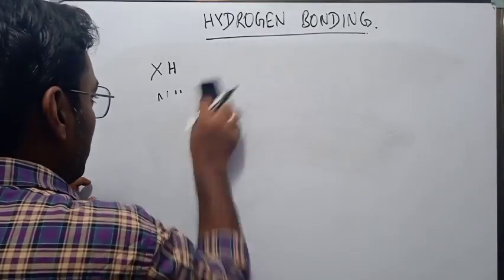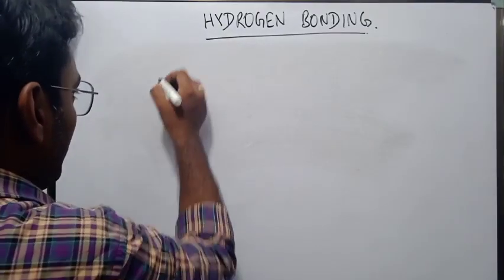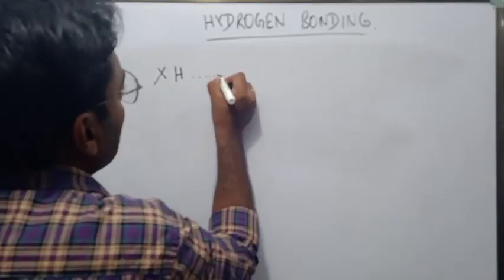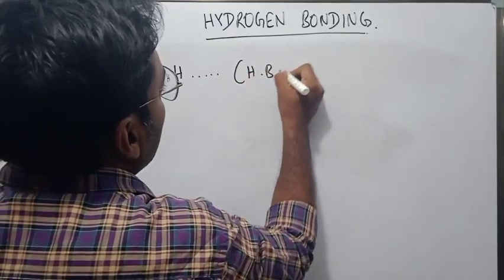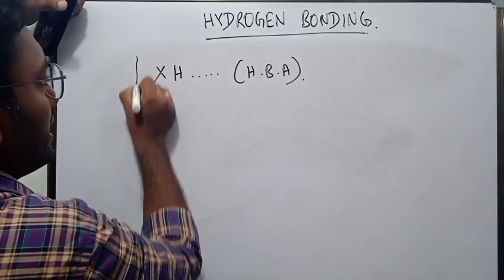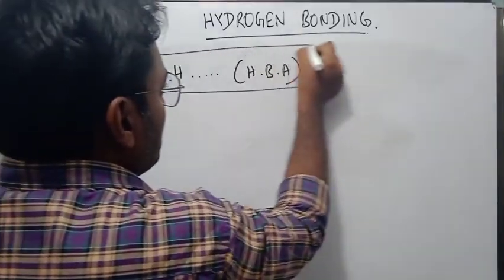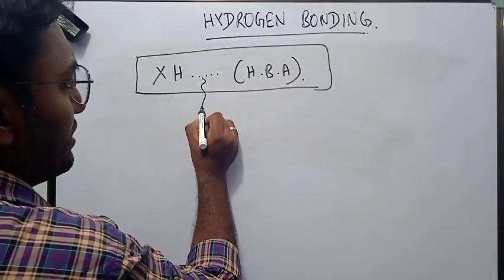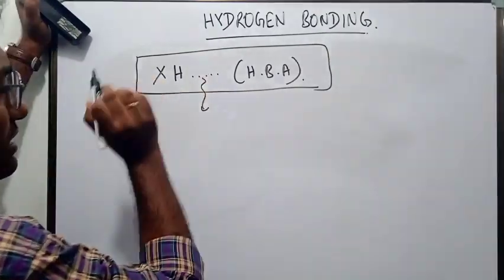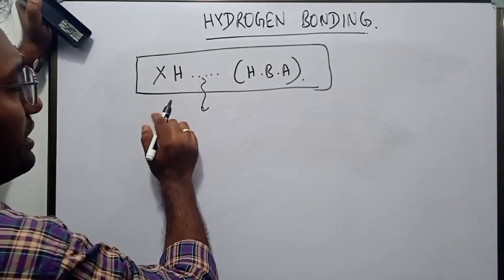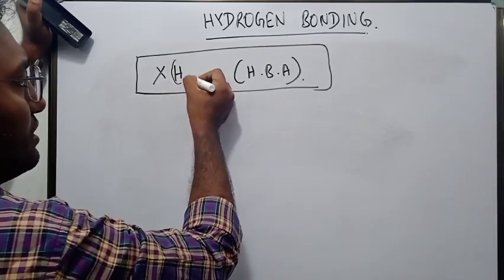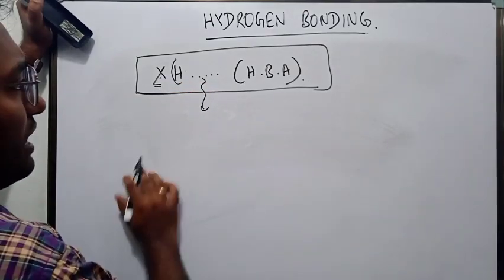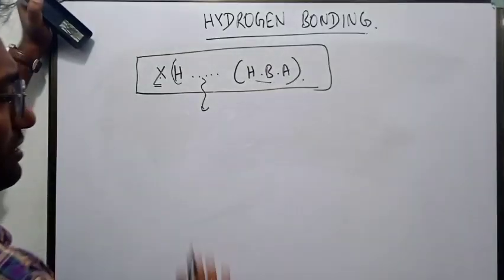Okay, let us see what is hydrogen bonding. Okay, here just look at this. This is hydrogen bonding. See this? Hydrogen bonding is the electrostatic force of attraction between hydrogen which is covalently attached to electronegative atom and a hydrogen bond acceptor.